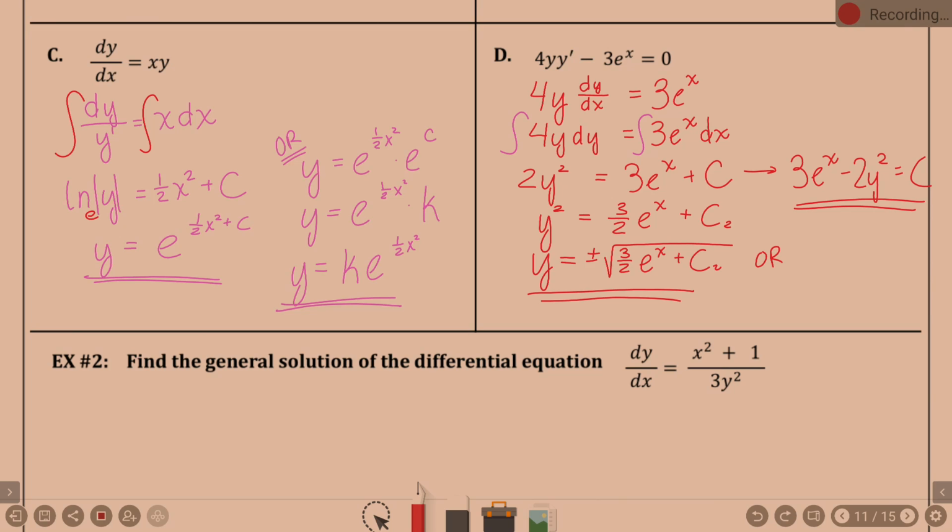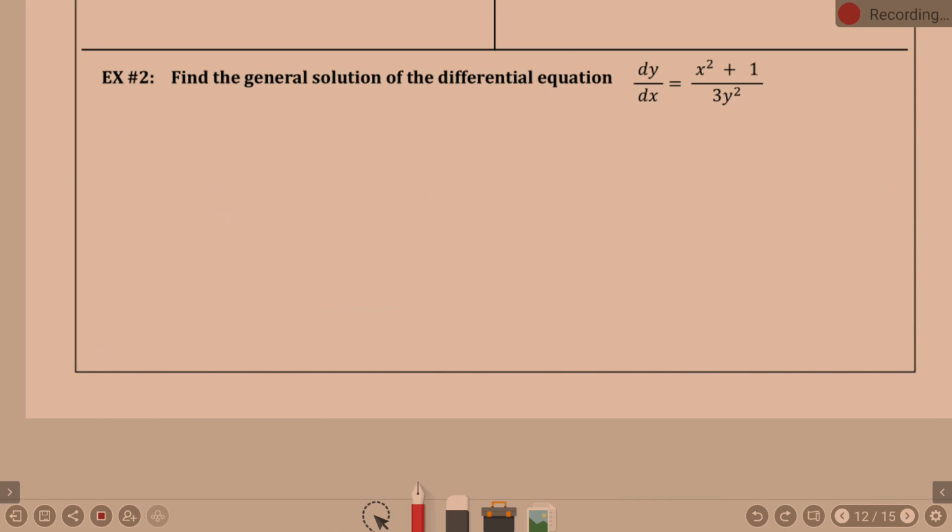Not sure why 2 is separated out, because it's really not a whole lot different. General solution of the differential equation. Mario said cross multiply. Are you guys with him? Yep. You're multiplying the dx to one side, the 3y squared to the other side. So 3y squared dy equals the quantity x squared plus 1 times dx.